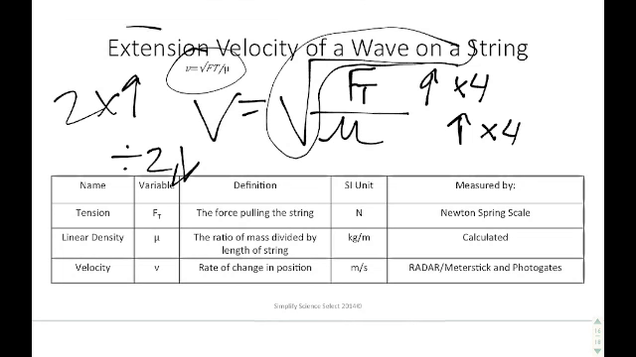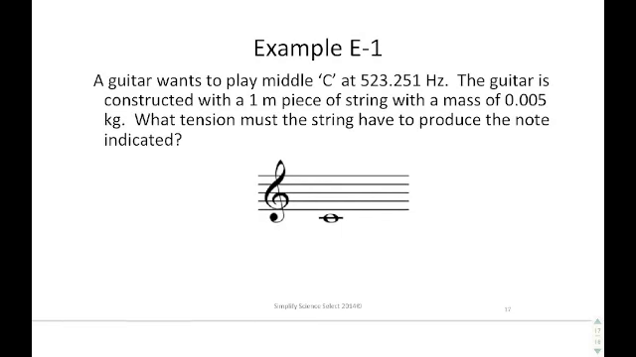Now this is an extension. It is a little bit beyond what we would expect you to know right away. You should be able to get to these if you're looking at an A-level question. So now we have a guitar that wants to play a middle C, and you're given the frequency, which is 523.251. It says the guitar is constructed with a 1 meter piece of string with a mass of 0.005. What tension must the string have to produce the note indicated?